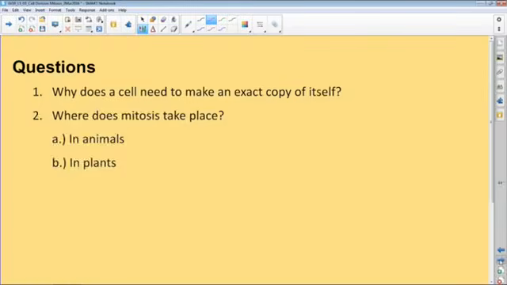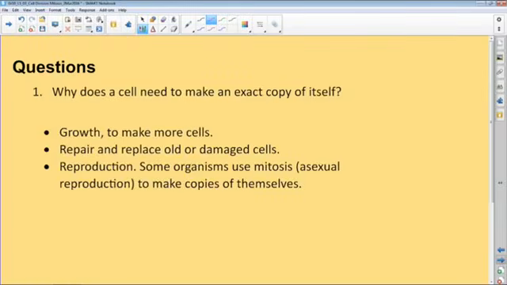Now the very first question that we asked you was why must we make an exact copy? That is very important because when we are talking about mitosis, it's not making a cell that sort of looks like it. We're talking about making identical twin stuff here. If I have one cell, I must make another cell that looks exactly the same. It must be exactly the same. So why would I want to do it in the body?